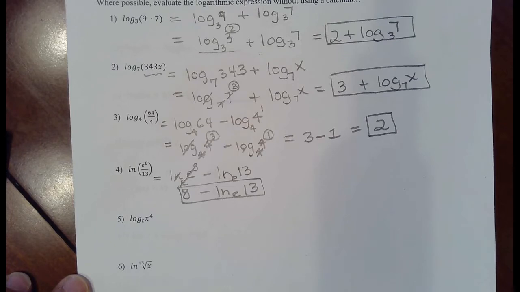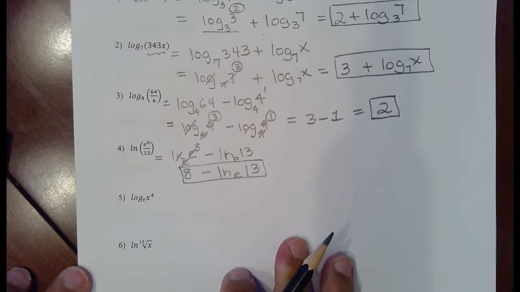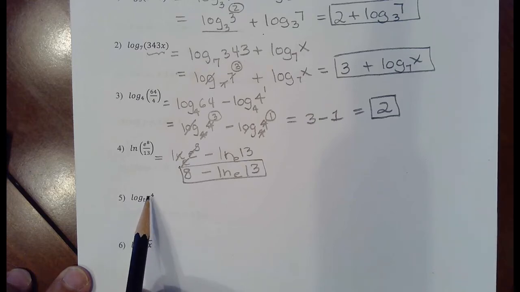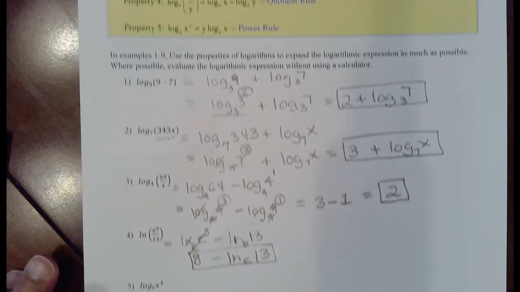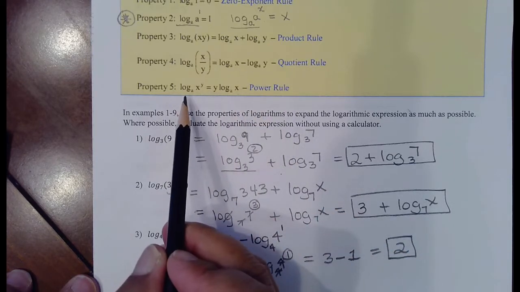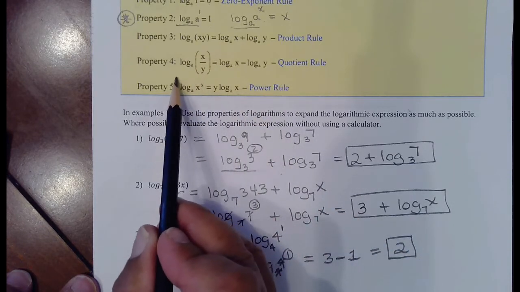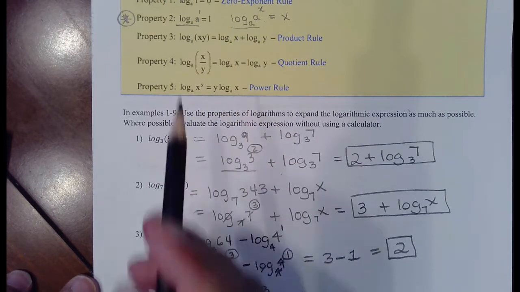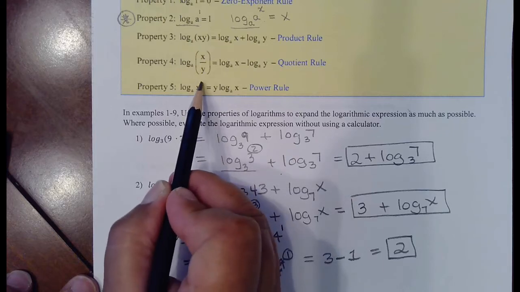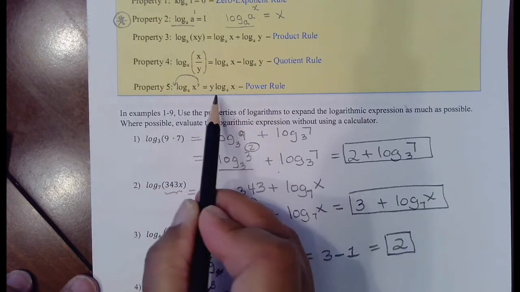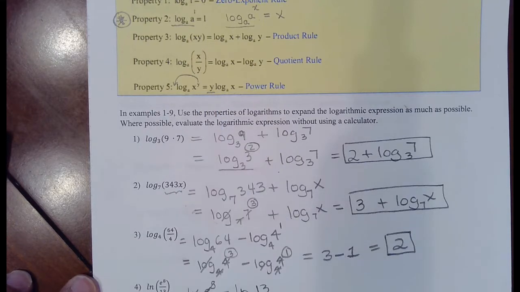Okay, the next one is an example of the power property. You have an argument raised to a power, and what we're going to be applying right now is the power rule. All that says is that that power comes down and becomes a coefficient when you write it in its expanded form. The argument will stay where it is, and that power will simply come right in front of the log, acting as a coefficient.